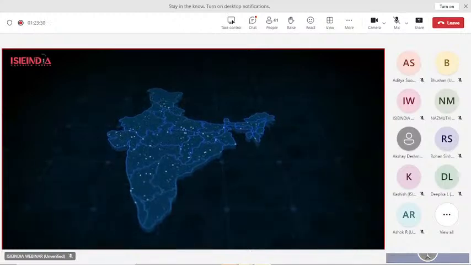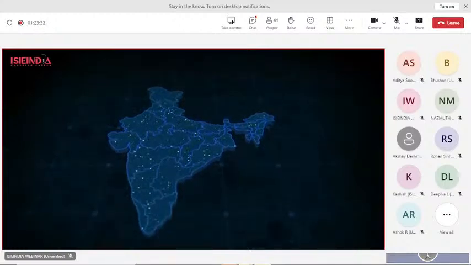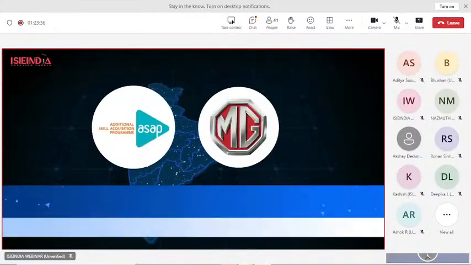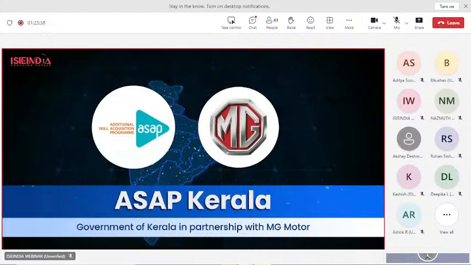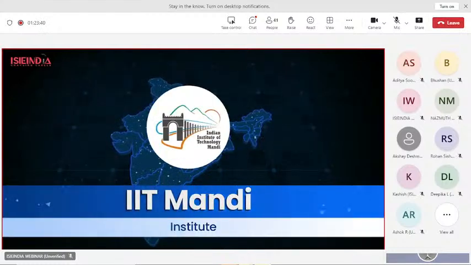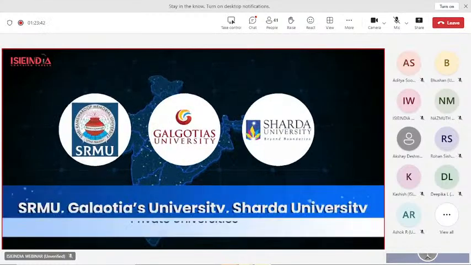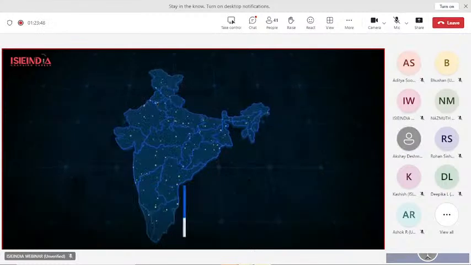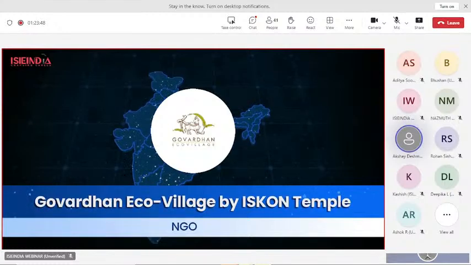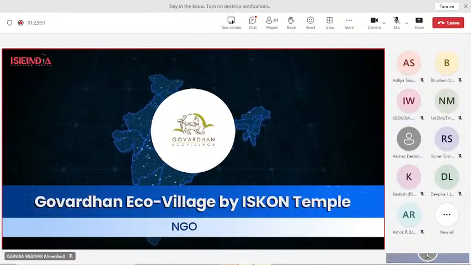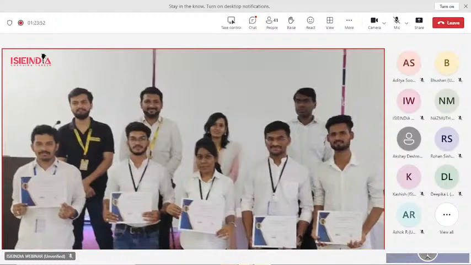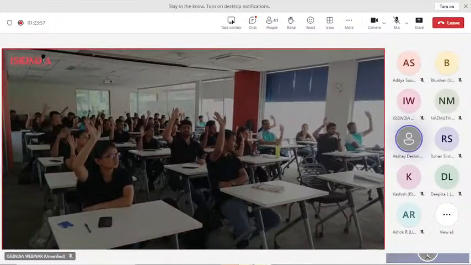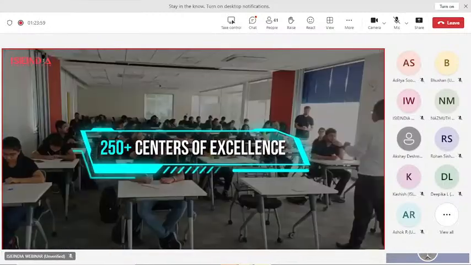We have established several labs across strategic locations with all kinds of stakeholders like industry, Hero Motocorp, with Government of Kerala in partnership with MG Motors at two locations, IIT Mandi, private universities like SRMU, Galgotias University, Sharda University, an NGO with Govardhan Eco Village by ISKCON Temple, and various top universities and institutes across India. Our commitment to excellence is unwavering, and by 2025, we aim to establish over 250 plus centers of excellence worldwide.